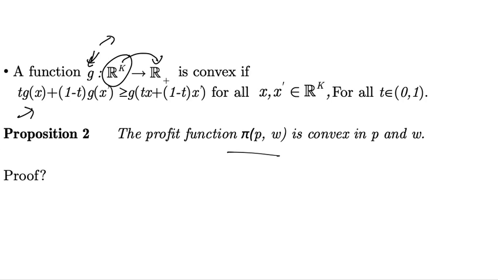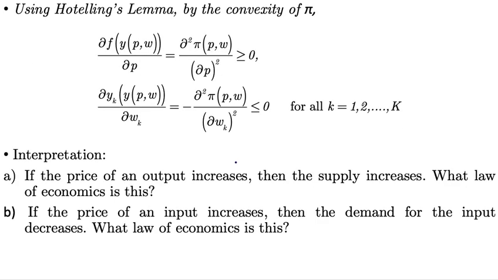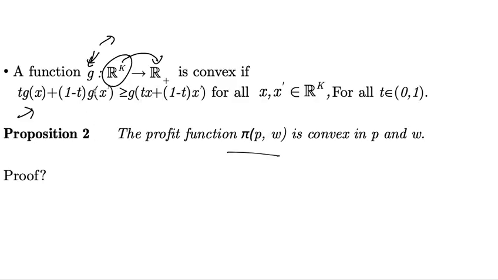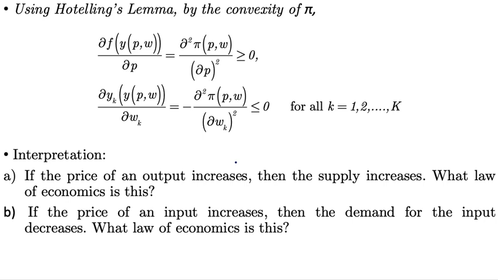So, the proof here, I want you to try it out. And from this proof, if we use Hotelling's lemma, and also the convexity of the profit function, because we say in proposition 2 that the profit function is convex in P and W, so we use this convexity concept or theorem and also Hotelling's lemma, then we can derive this. Now let me derive it one by one here so that you know the steps.